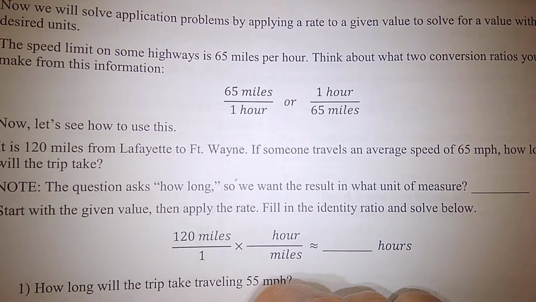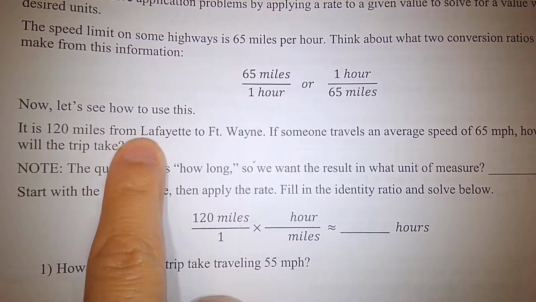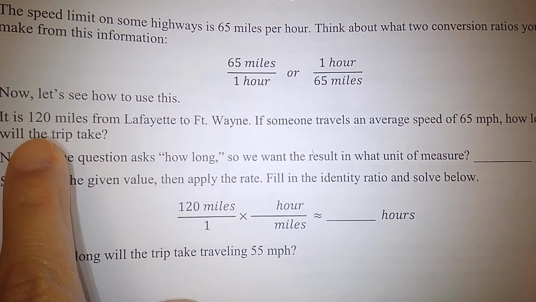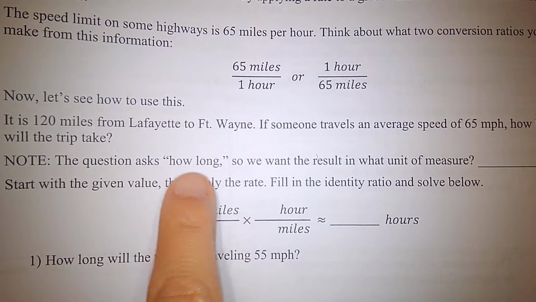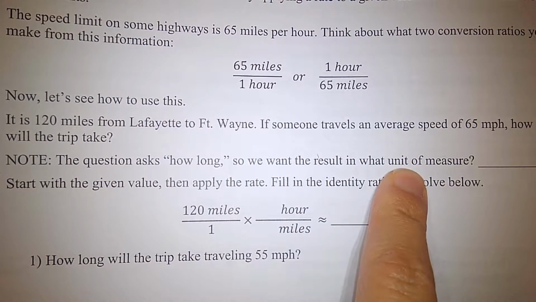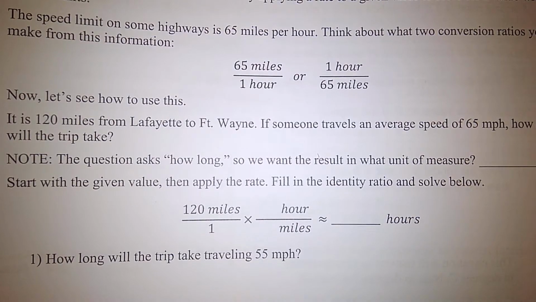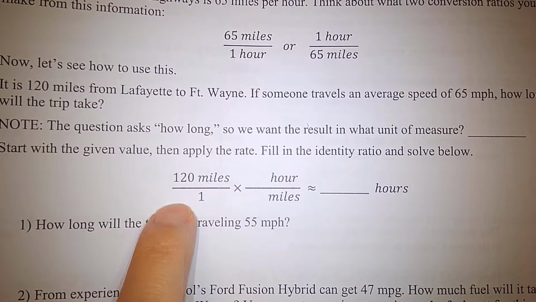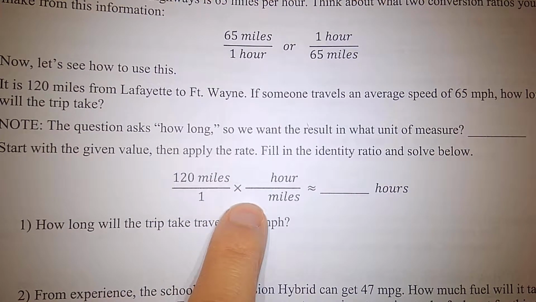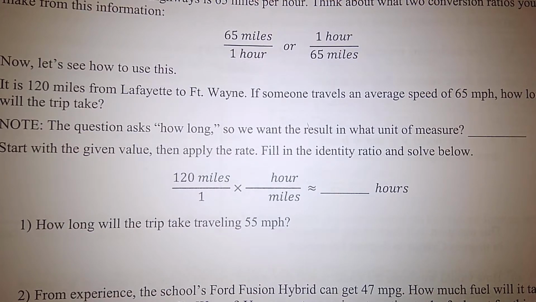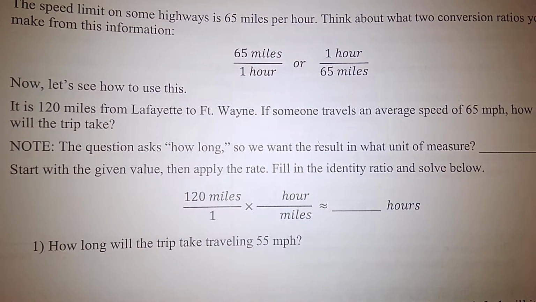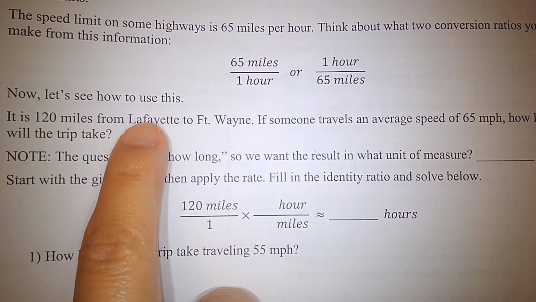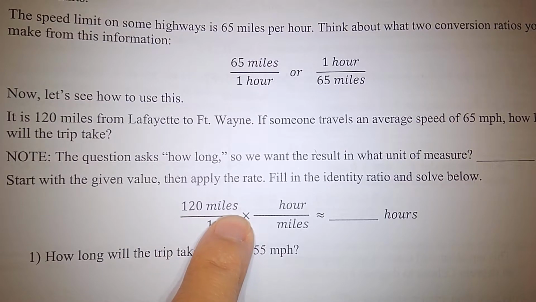Now let's see how to use this. It is 120 miles from Lafayette to Fort Wayne. If someone travels an average speed of 65 miles per hour, how long will the trip take? Note, the question asks how long, so we want the result in what unit of measure. Start with the given value, then apply the rate, fill in the identity ratio, and solve. 120 miles over 1 hour times hour over miles equals hours. All right. Very good.